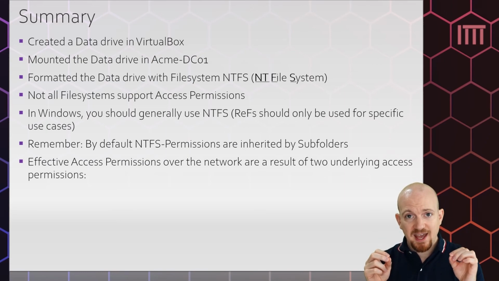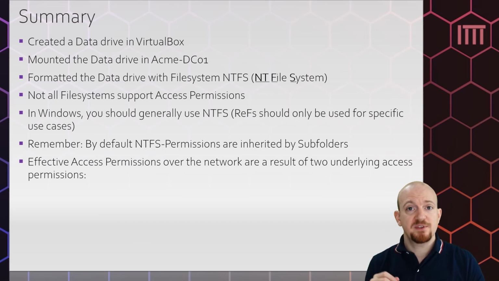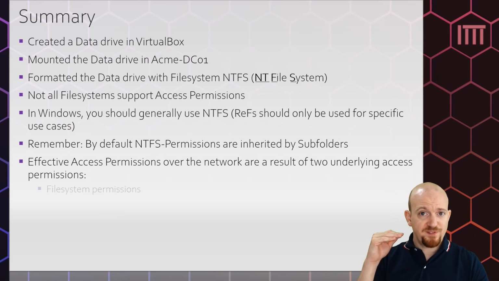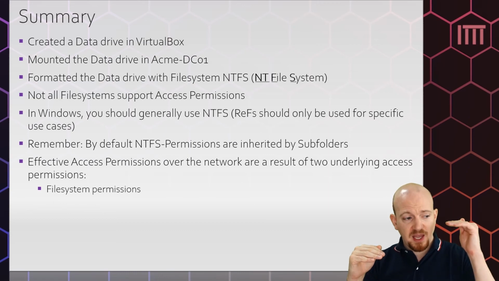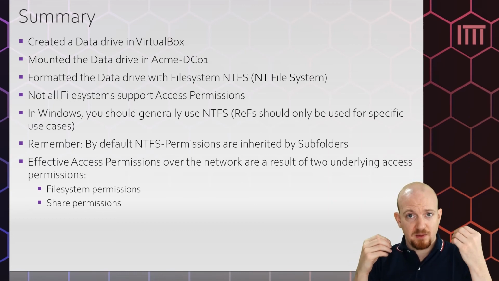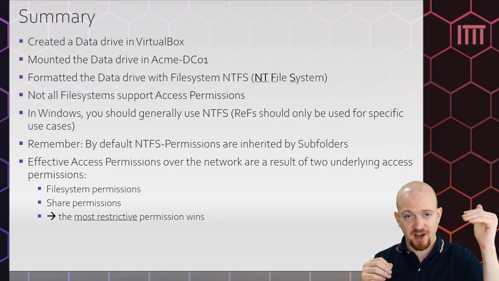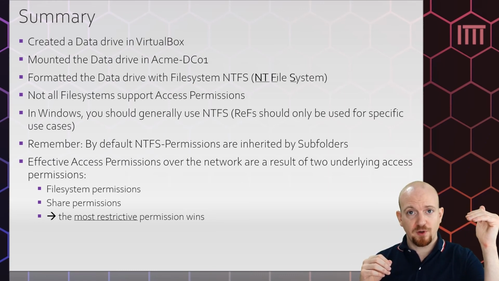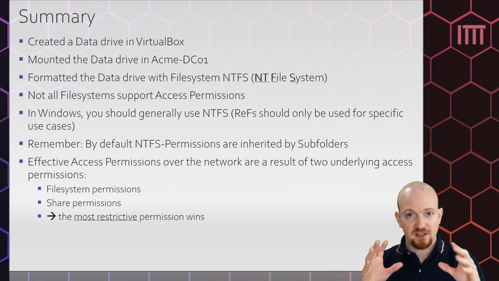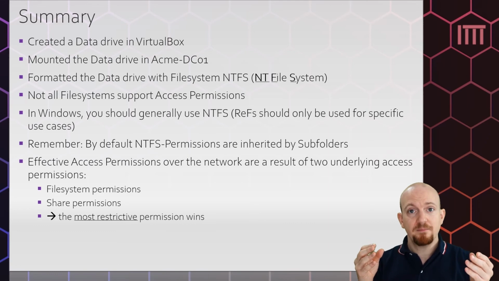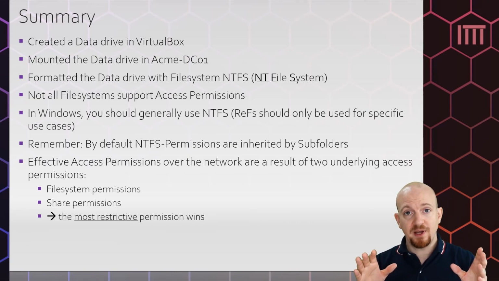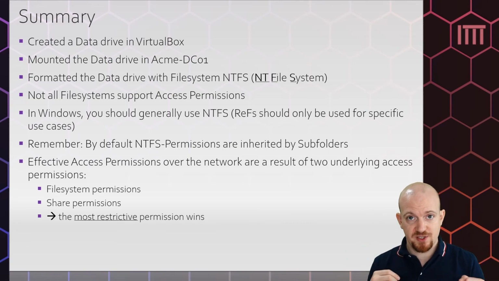To find out which permissions a user or a group effectively has, you have to consider 2 types of permissions: the file system permissions and the share permissions. The most restrictive permission wins. For example, if you have on the share Everyone full control, and on the file system you have just one group, for example management, with modify permissions, then the management group will have effective permissions of modify on this share and everybody else will have no permissions.